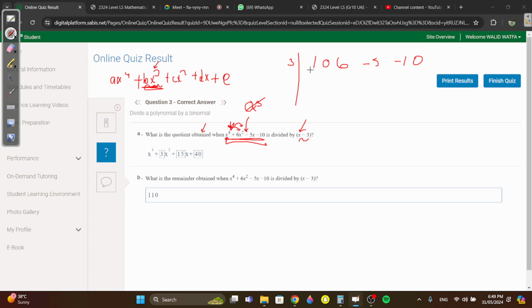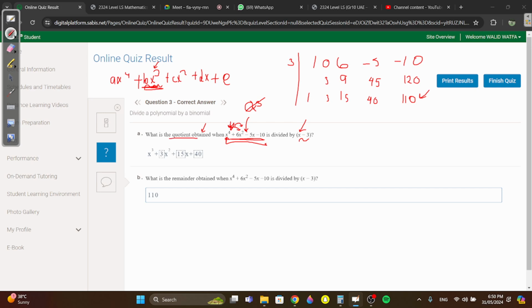So now let's start. Drag the 1 down. 1 times 3, 3. Combine your terms, 0 plus 3, 3. 3 times 3, 9. 6 plus 9, 15. 15 times 3, 45. Minus 5 plus 45 is 40. 40 times 3, 120. Minus 10 plus 120 is 110. So my remainder is 110.